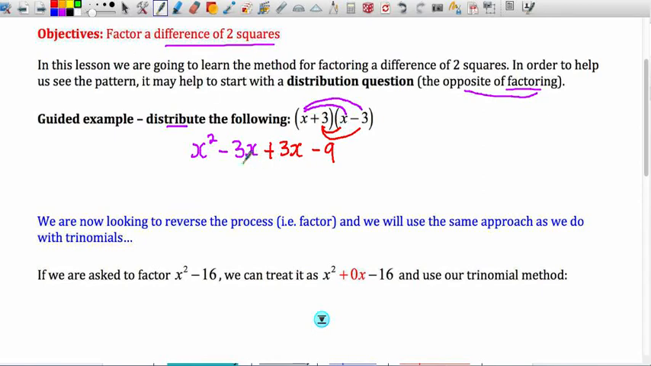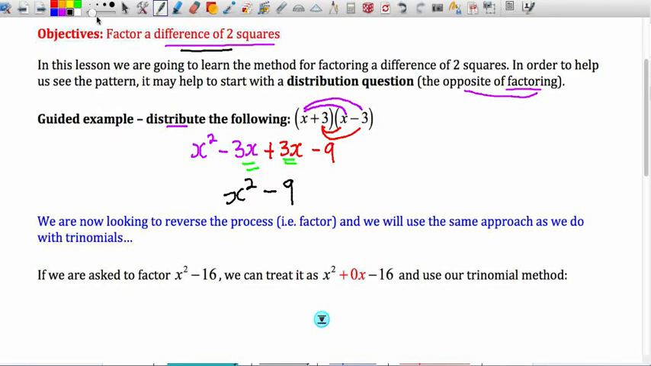And what you're going to notice about these middle two terms is that they are like terms, minus 3x plus 3x, and when we get our final answer, minus 3x plus 3x cancel out. And instead of being left with a trinomial, which is usually what happens, three terms, we are in this case left with a binomial, x squared minus 9, and the middle term drops out. It's cancelled out because the two middle terms cancel each other out.